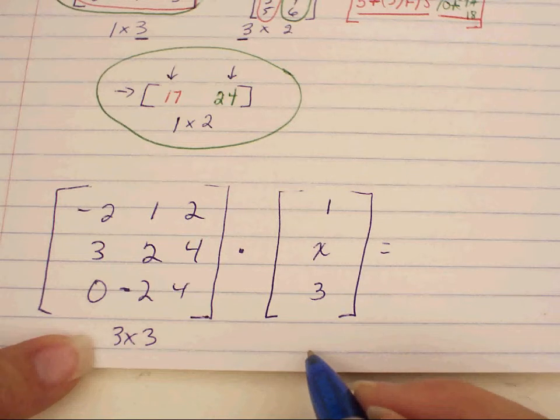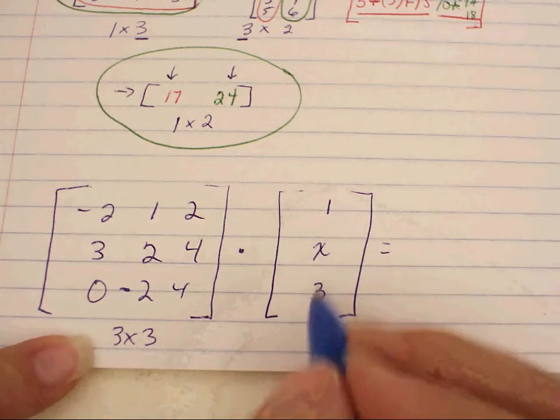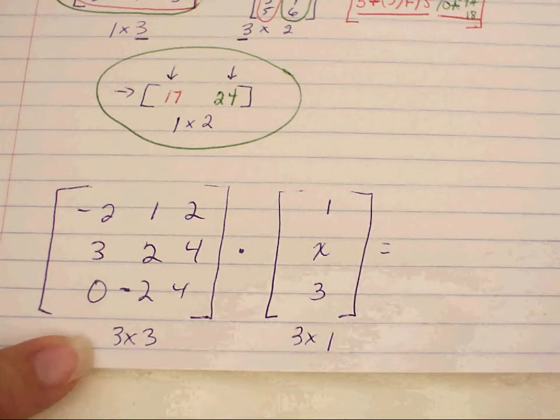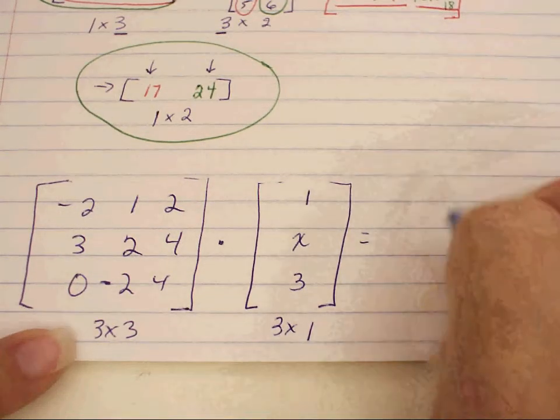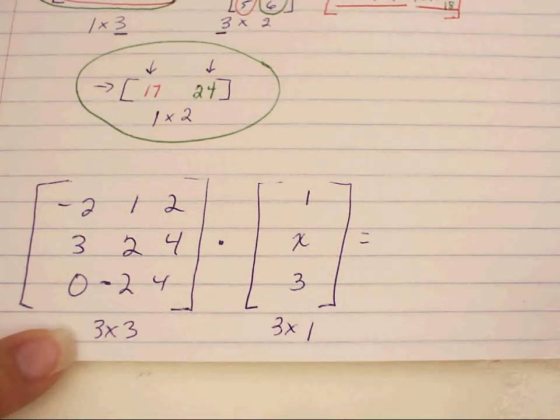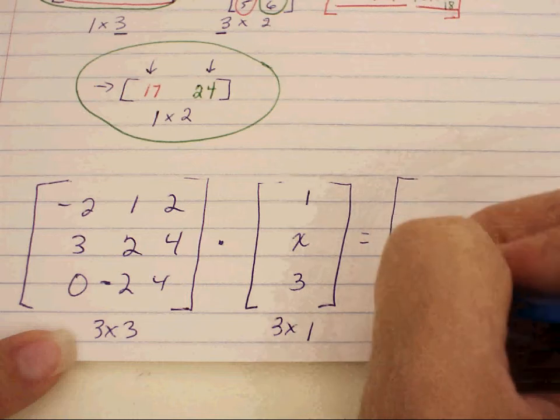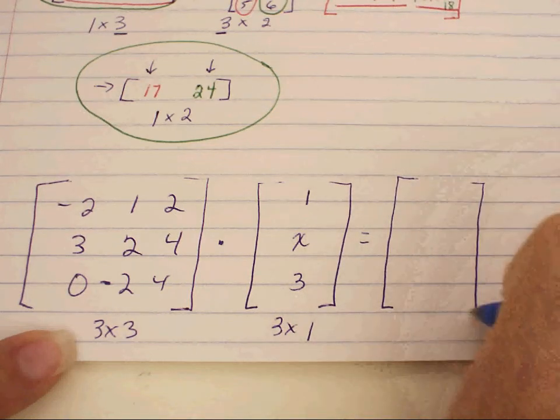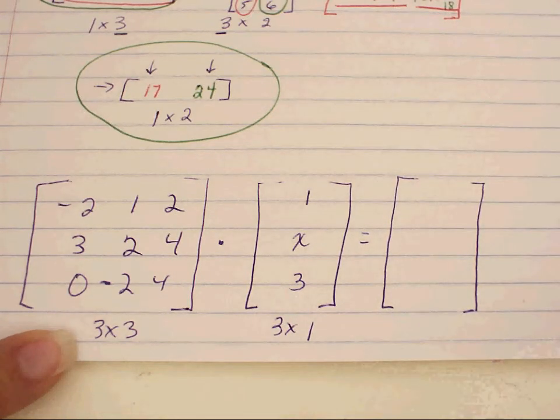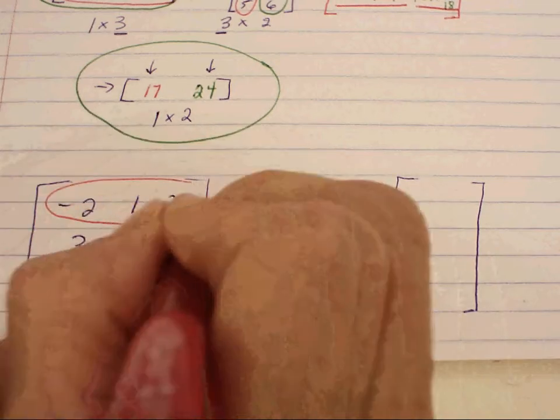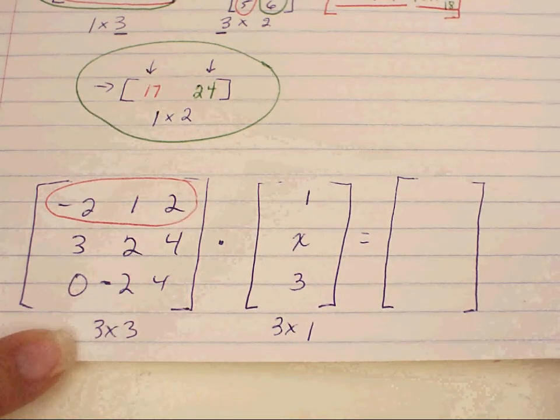All right, first, Britta, tell me the dimensions of matrix 1. 3 by 3. Perfect. Matrix 2, how about you, Rob? Close. Right, rows, then a column, 3 by 1. What's my answer matrix? Good, 3 by 1.